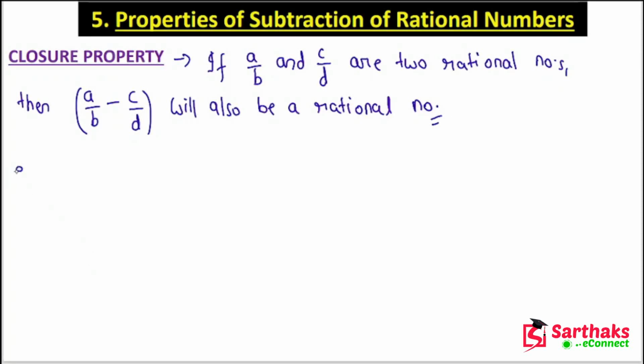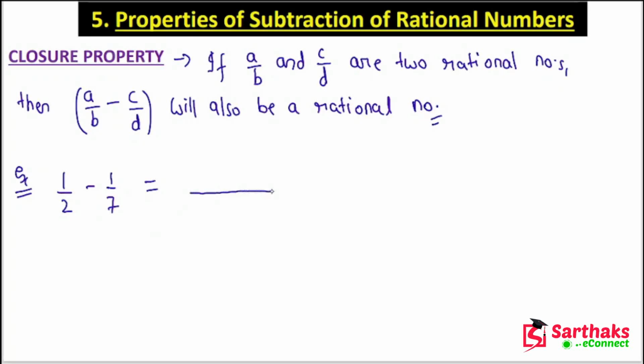Let us take an example. Let us subtract 1 by 7 from 1 by 2 and let us see if we get a rational number. First of all, you can see 1 upon 2 and 1 by 7 both are rational numbers. So you can verify it for any kind of pair of rational number, but we are using 1 by 2 and 1 by 7 just for an example that how to use this property.